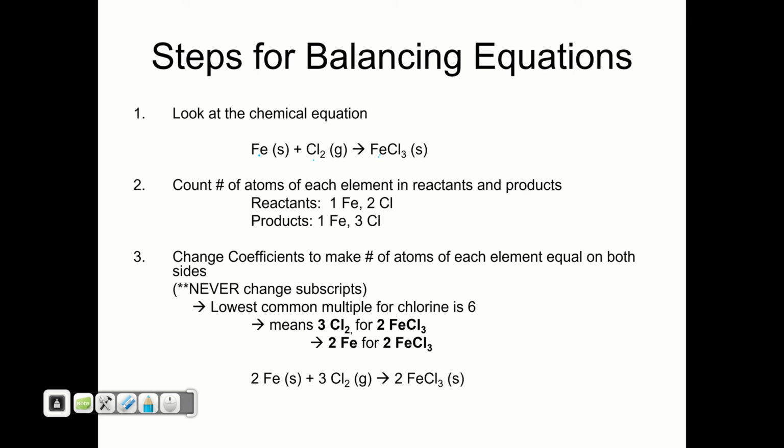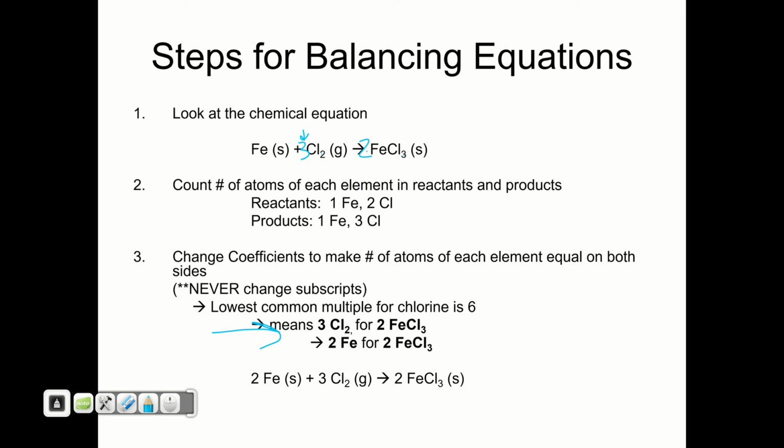How many chlorines do I have? I have 2. How many chlorines do I have on the other side? I have 3. So I ask myself this question: what's the least common multiple between 2 and 3? And that is 6. I'm not saying write 6. What I'm saying is, what times 2 is 6? The answer would be 3. What times 3 is 6? That would be 2. And don't think this is just a crisscrossing thing. It's very close to that in some cases, but it's not always.